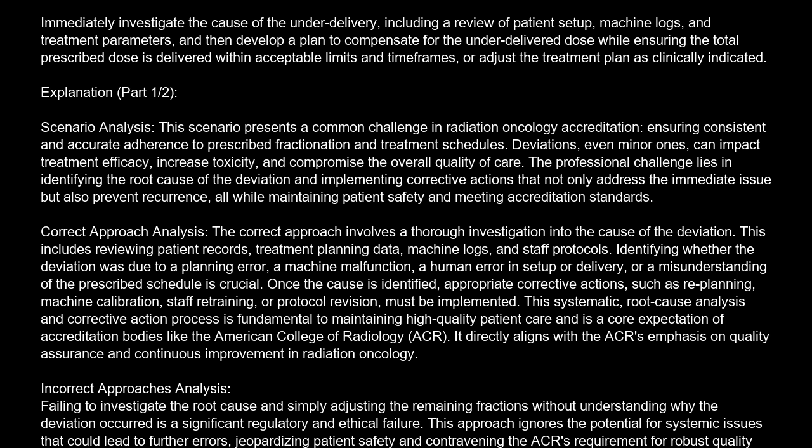Once the cause is identified, appropriate corrective actions, such as replanning, machine calibration, staff retraining, or protocol revision, must be implemented. This systematic root cause analysis and corrective action process is fundamental to maintaining high-quality patient care and is a core expectation of accreditation bodies like the American College of Radiology, ACR. It directly aligns with the ACR's emphasis on quality assurance and continuous improvement in radiation oncology.